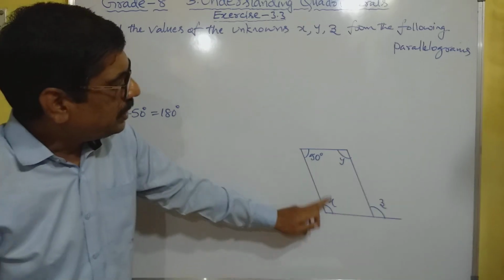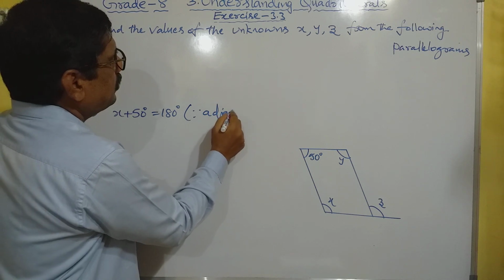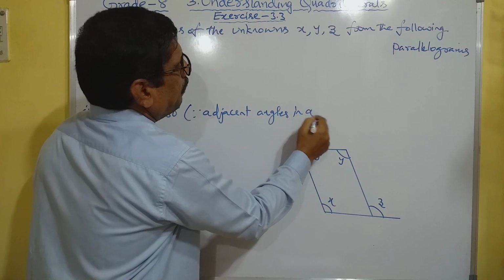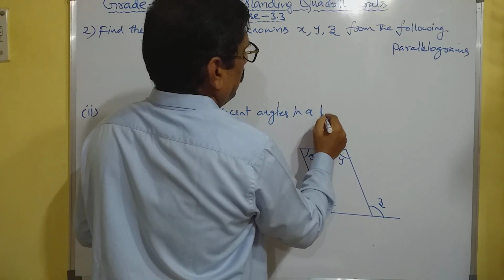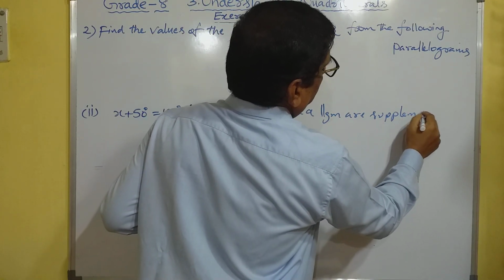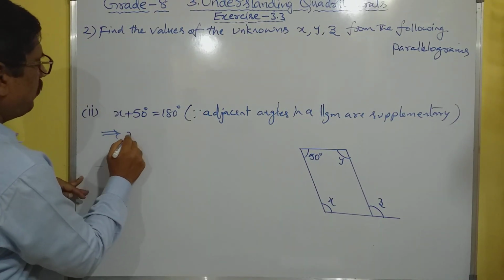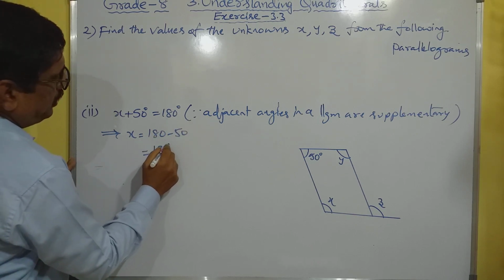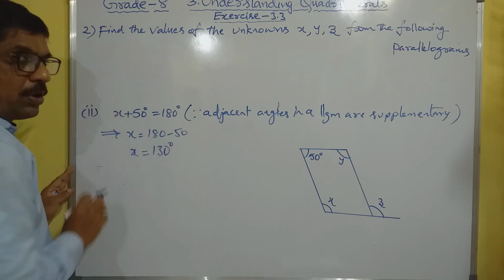X plus 50 degrees is equal to 180 degrees. Why? Because these two are adjacent angles. We know that adjacent angles in a parallelogram are supplementary. Okay, so we can find the value of x by sending 50 to the RHS. Then we get x is equal to 130 degrees. So you got the x value.